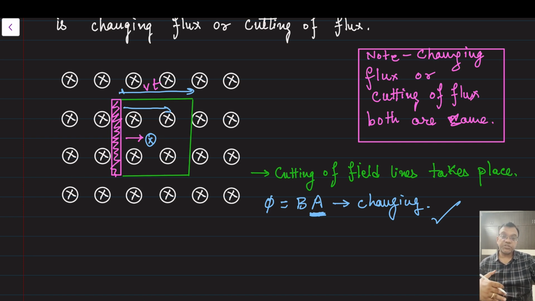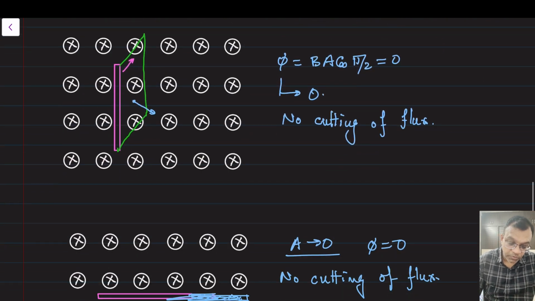In some questions, it is easier to analyze in the way that flux has been cut. Then easily you can say that the flux linked with the circuit is changing. In some questions, they will give you B as a function of time, then the flux linked with the circuit is changing. So for all those types of situations, this point is very, very important. Right? Now let's solve some questions.